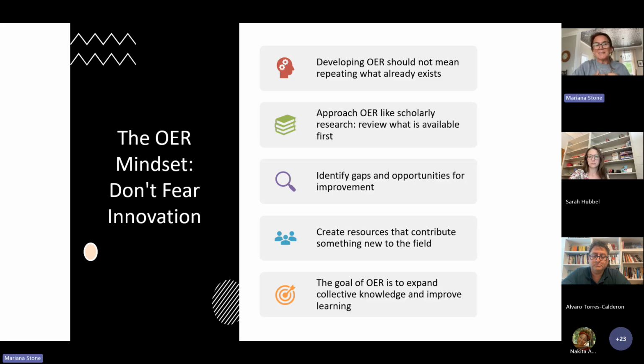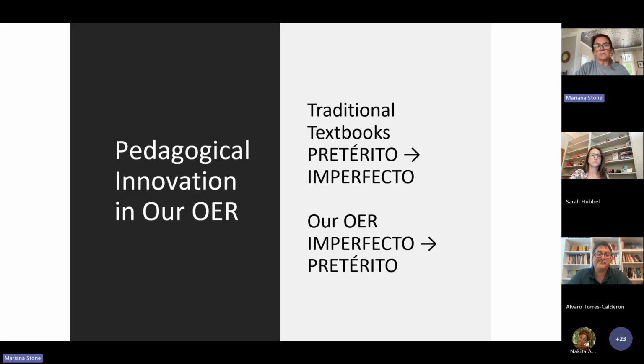But what we're doing differently in our OER that is not done in the majority of textbooks in Spanish is to focus on narration in the past. They learn to narrate in the past. More traditional textbooks teach a particular tense first, which is called preterite, and then they teach the imperfect later. That's sort of the structure of most Spanish textbooks. They teach a whole bunch of other things, but that's the main thing.